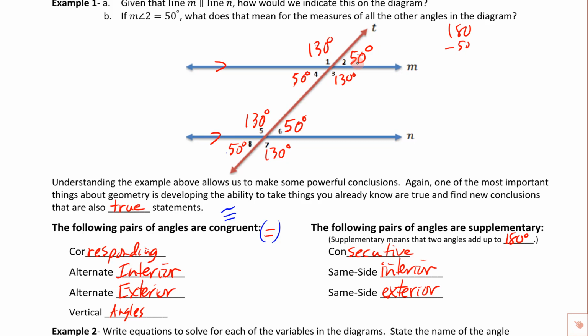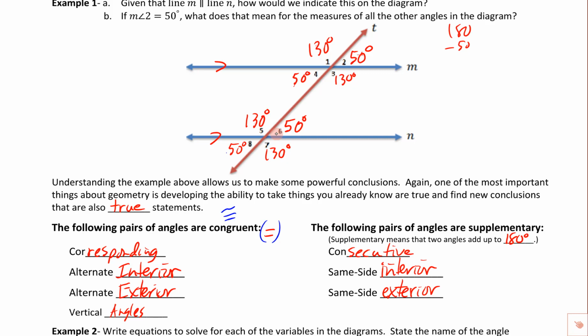We already knew that vertical angles were congruent. They're the ones that are directly across from each other, opposite each other in an intersection. So 2 and 4, those are vertical. 1 and 3, those are vertical. 5 and 7 are vertical. And 6 and 8 are vertical. So all of those are congruent angles.